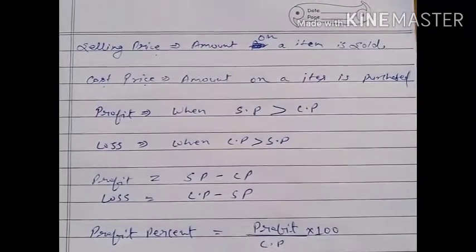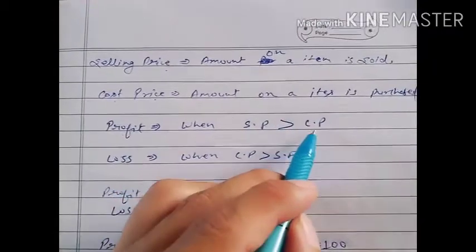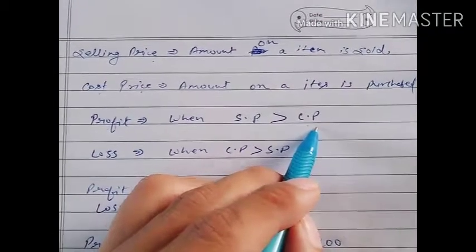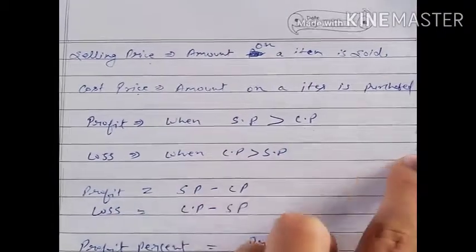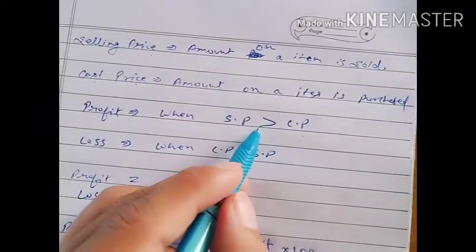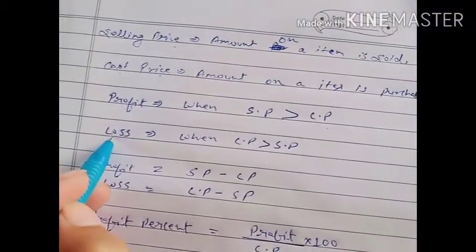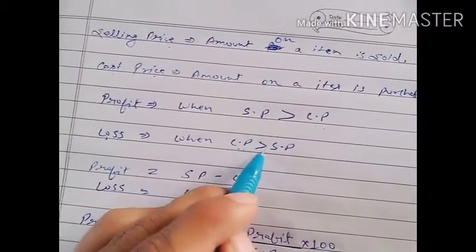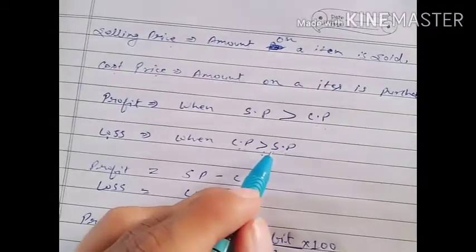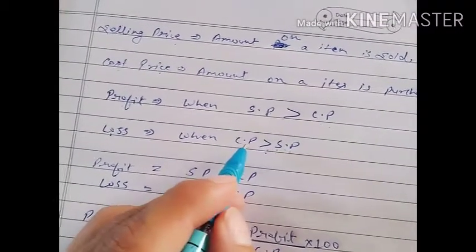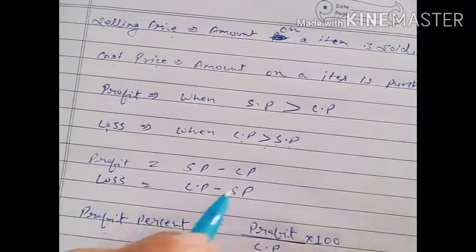Now profit. When selling price is greater than cost price, we get profit. Suppose that we are buying a pen for rupees 5, and we are selling it for rupees 10. That means we get the profit of 5 rupees. Just opposite, loss is when the cost price is greater than selling price. For the same example, if we are purchasing a pen for 5 rupees and selling it for 2 rupees, that means we get a loss of 3 rupees.